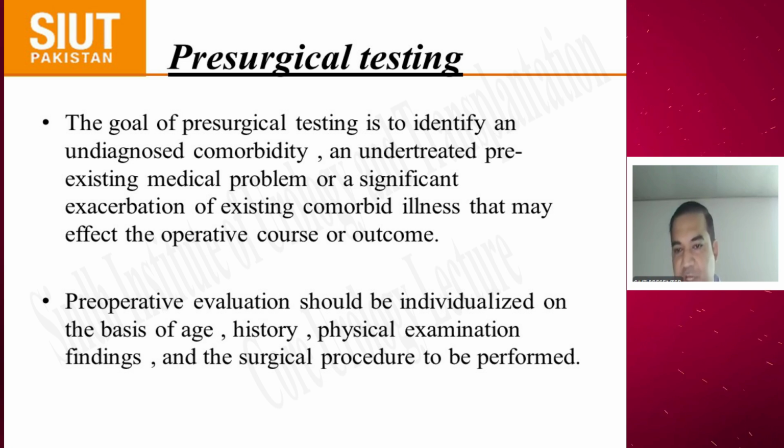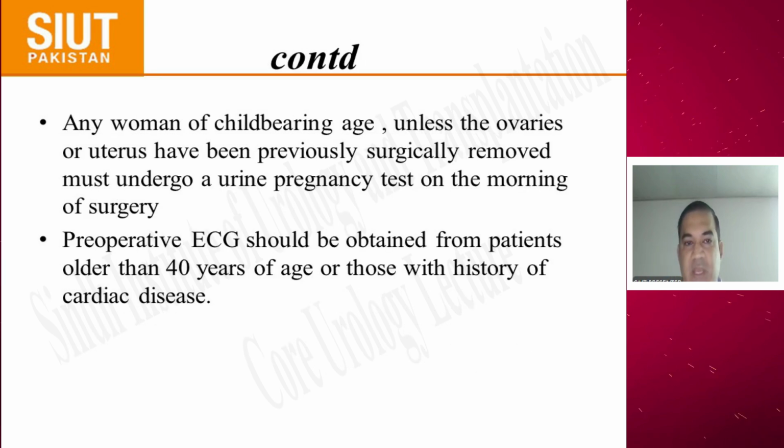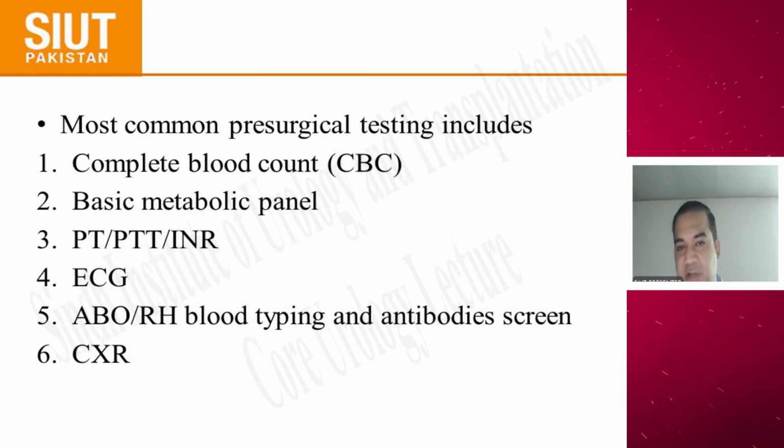Operative evaluation should be individualized on the basis of age, history, physical examination findings, and the surgical procedure to be performed. Any woman of childbearing age, unless the ovaries or uterus have been previously surgically removed, must undergo a urine pregnancy test on the morning of surgery. The ECG should be obtained from patients older than 40 years of age or those with a history of cardiac disease. Most common pre-surgical testing includes CBC, basic metabolic panel, ECG, ABO Rh blood typing and antibody screening, and chest X-ray.